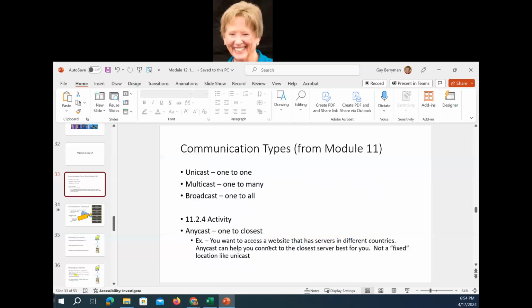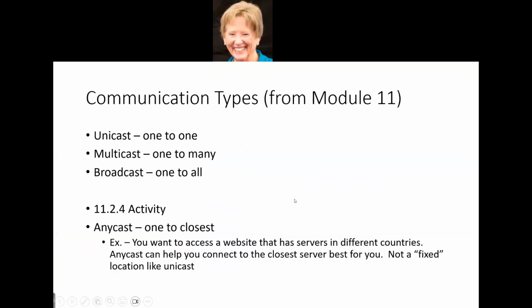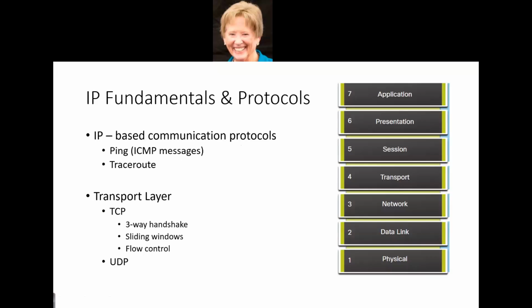Anycast is one the closest. Say you want to access a website that has servers in different countries. Anycast would help you connect to the closest server best for you. It's not fixed like a unicast address. With unicast, you're going to this particular address. With anycast, you're going to a server that satisfies your requirements.